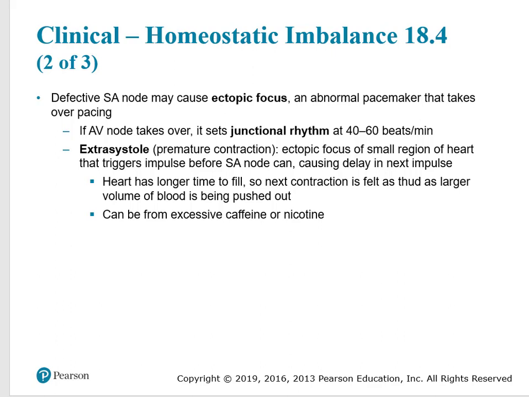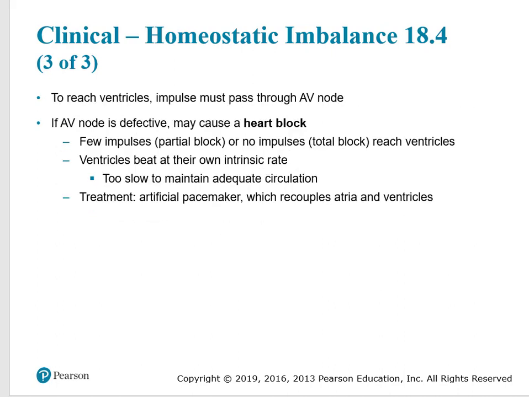SA node, if defective, can cause an ectopic focus. This is what I was talking about, where the AV node takes over, generating 40 to 60 beats per minute. This is what we call a junctional rhythm. Extrasystole is a premature contraction that usually results from excess caffeine or nicotine, where the heart, before it has enough time to relax or pump, receives another impulse from the ectopic focus, another region of the heart other than the SA node.